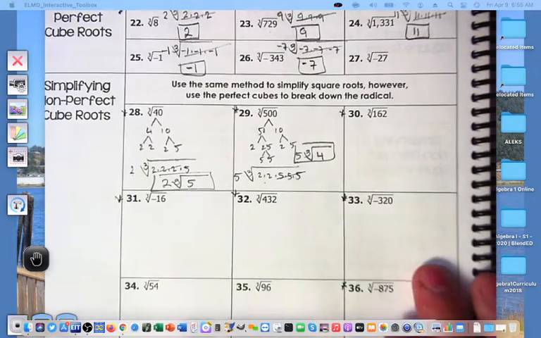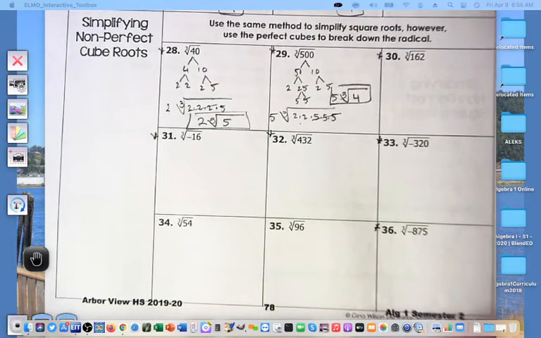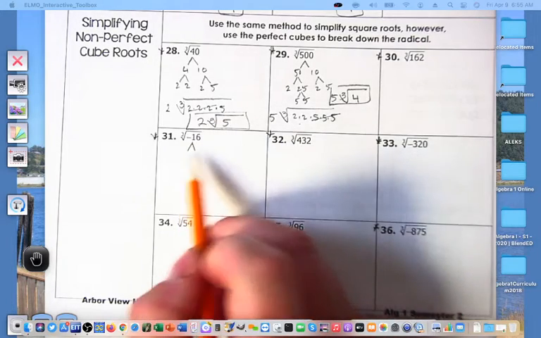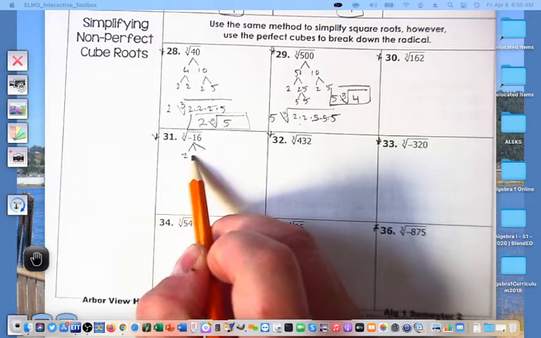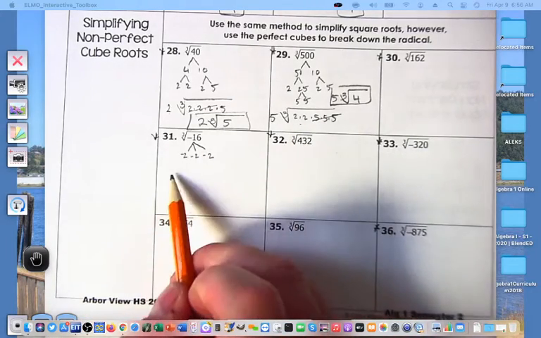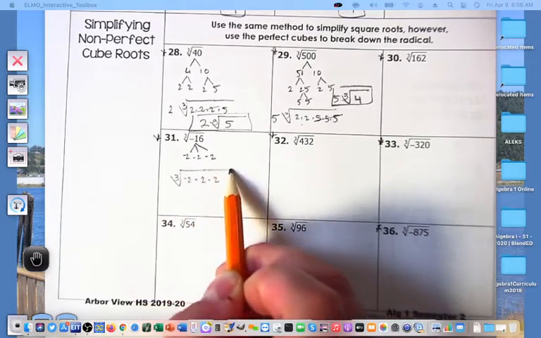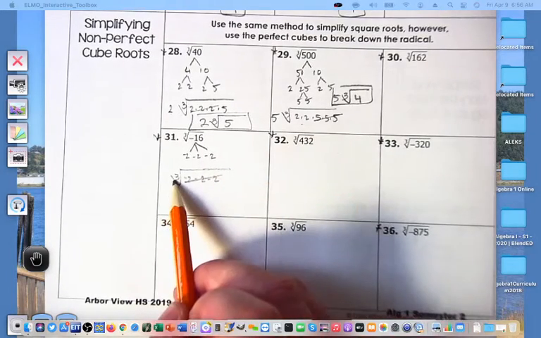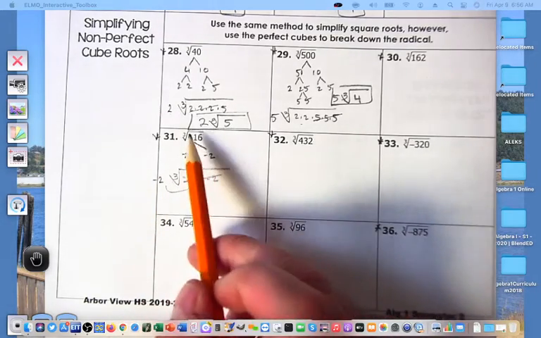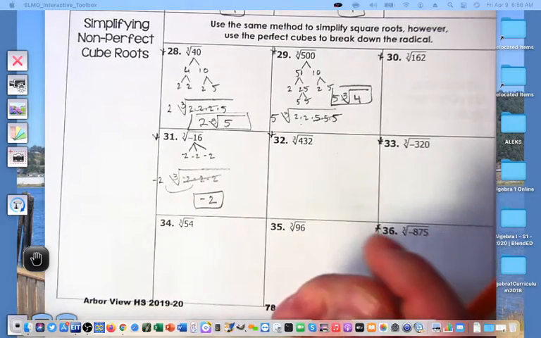Let's go ahead and do one that has a negative number here. So problem 31 has a negative number. I'm going to break that down. Now, negative 16 can be rewritten as negative 2 times negative 2 times negative 2. I just kind of jumped ahead a little bit on that one. So we have cube root of negative 2, negative 2, negative 2. A perfect group of 3, as our index tells us we're looking for, come to the outside and become a single negative 2. So the cube root of negative 16 is going to be negative 2. That one worked out real cleanly.